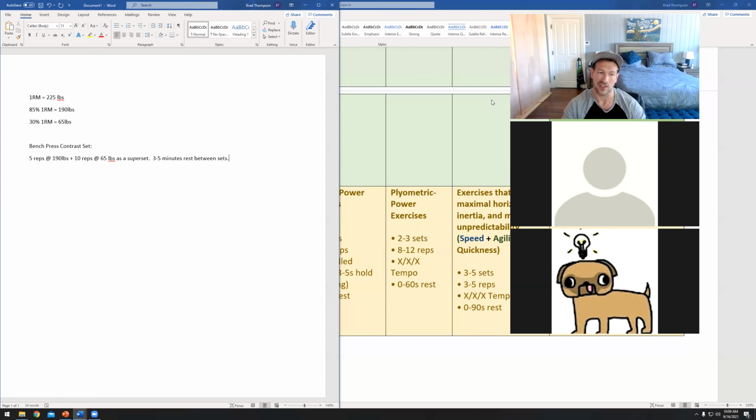Template. Oh, I need to change this to power. Phase 5. All right, let me open all these really quick so I can get the coaching intensities down. By the way, 12 to 20 reps, that corresponds to about 50 to 70% of one rep max.